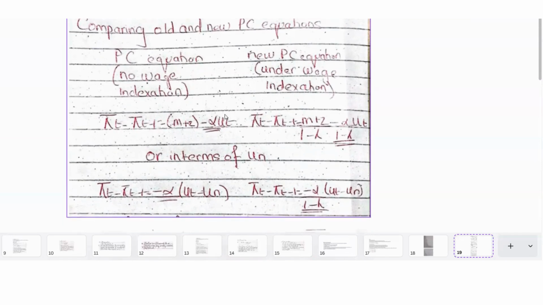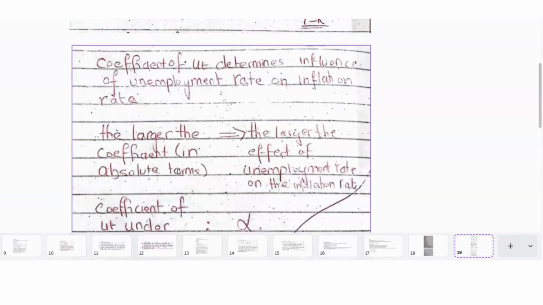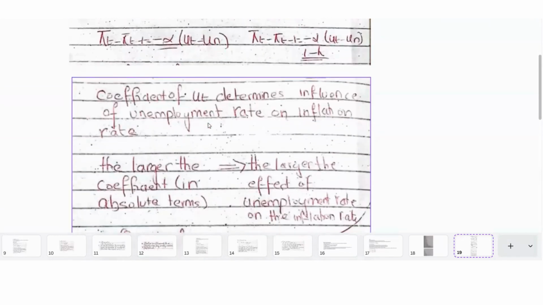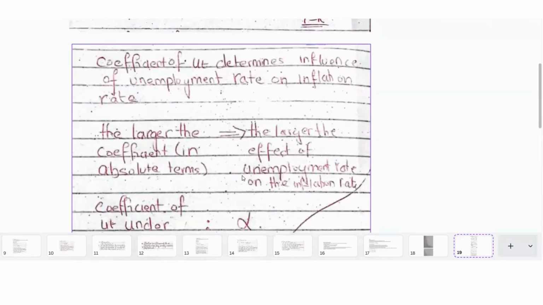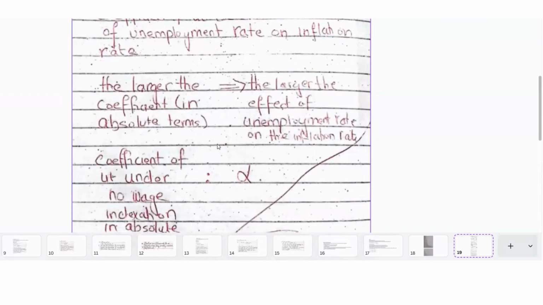For this, we're going to look at the coefficient of ut, as that tells us the influence of the unemployment rate on the inflation rate. The larger the coefficient of ut in absolute terms, the larger the effect of unemployment rate on the inflation rate. We talk in absolute terms because unemployment rate and inflation rate have a negative relationship, so this coefficient is going to be negative, but it's the absolute value of the coefficient that measures the strength of the response of the inflation rate to the unemployment rate. So the larger this coefficient, the larger the effect.